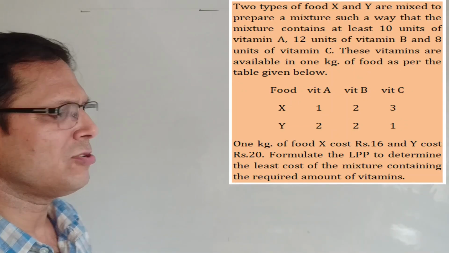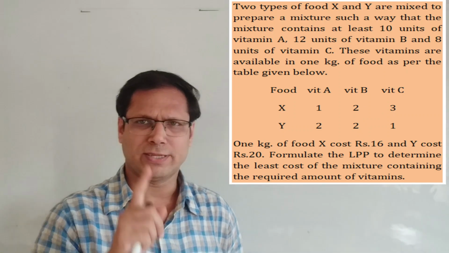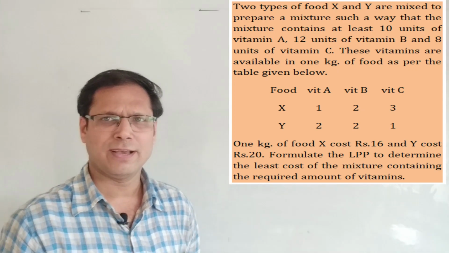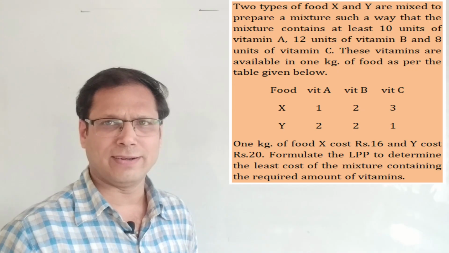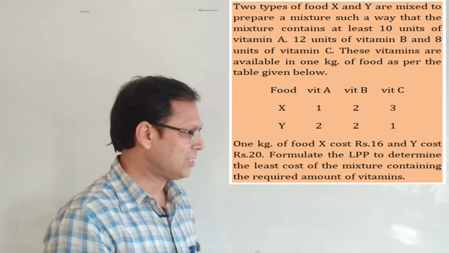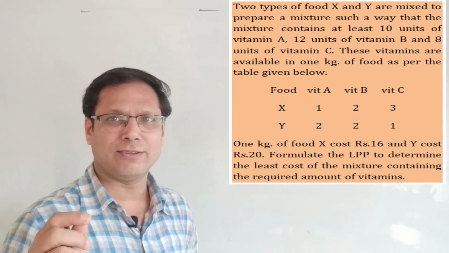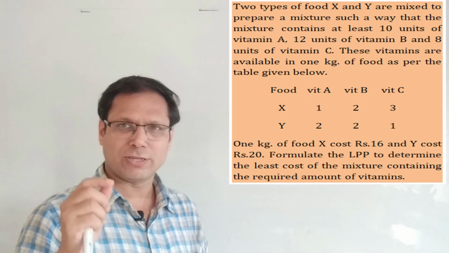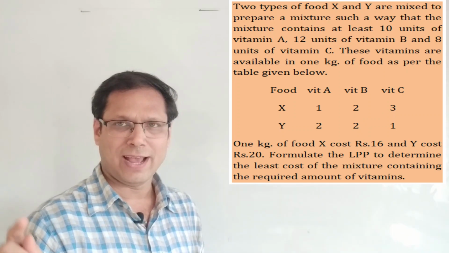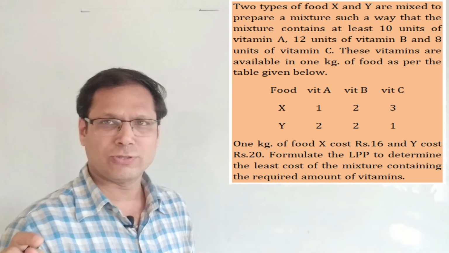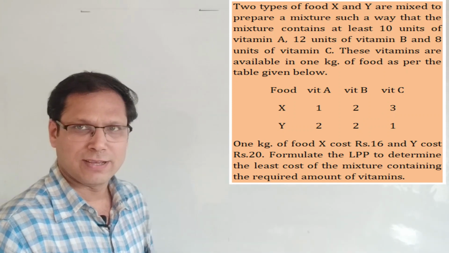Okay, so from the question we come to know that there are 2 types of foods. First food is the X type and next food is Y type. So again he is asking you to find the amount of X food and Y food that should be mixed to prepare a mixture to get the required vitamins. So your supposition should be: let x1 kg of X food and x2 kg of Y food be mixed to prepare a mixture which contains the required amount of vitamins.